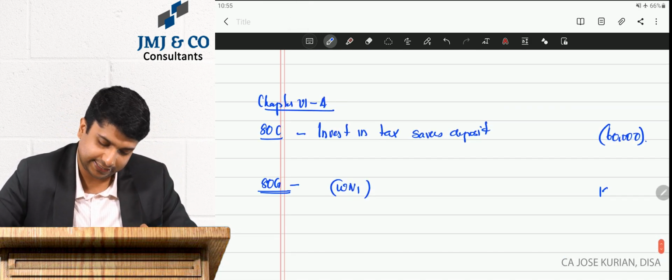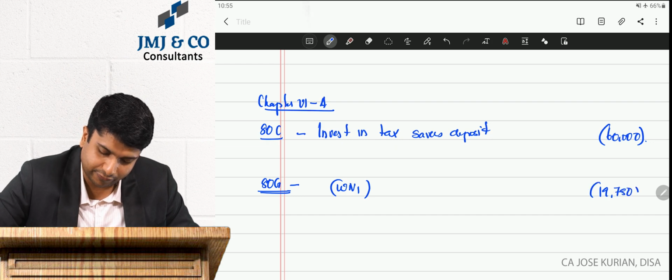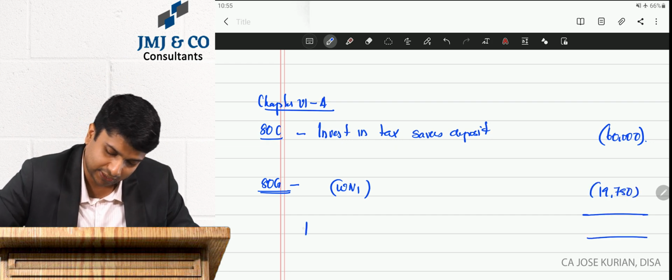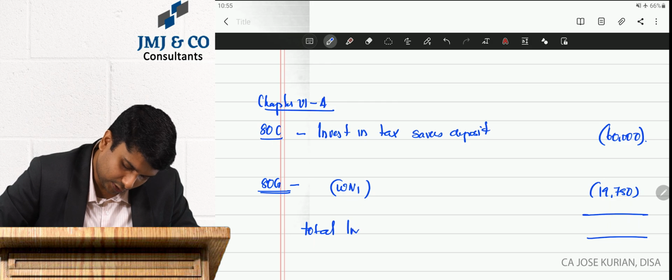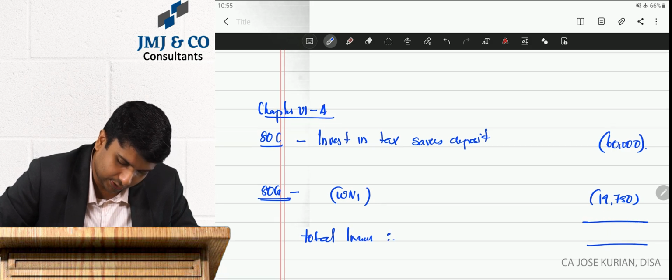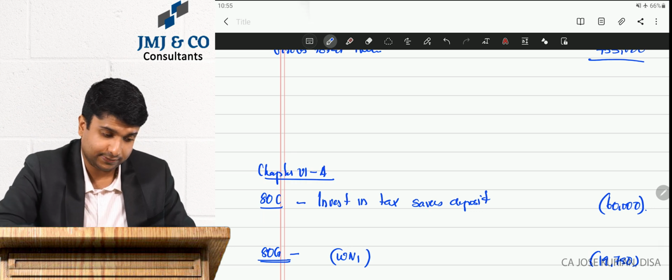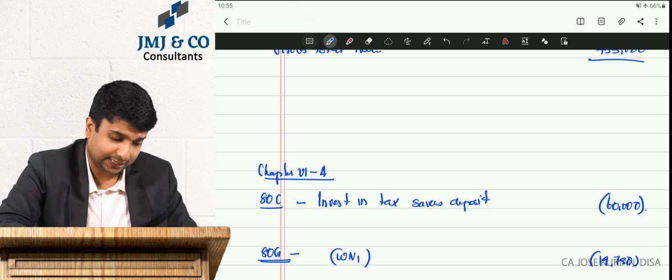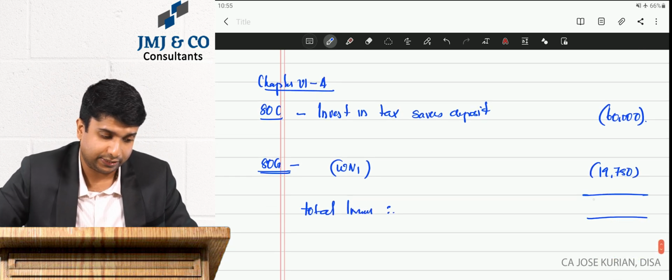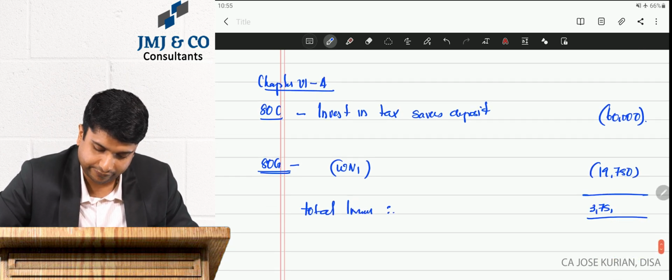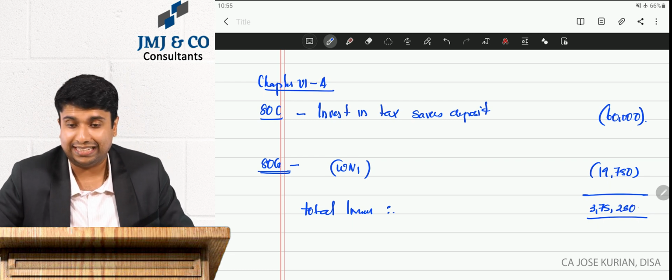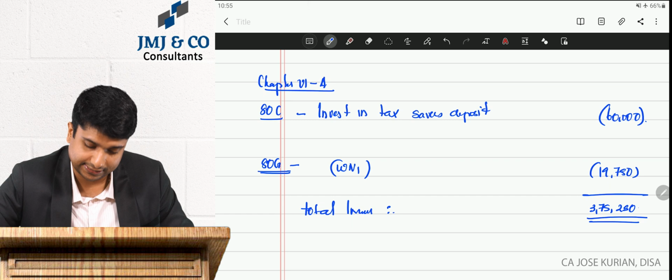Now I will rewrite it here. 19,750 is the deduction. So after claiming this deduction, what is the total income, friends? The total income would be 4,55,000 minus 60,000 minus 19,750, and it would be 3,75,250. That is the total income which is taxable in this case.